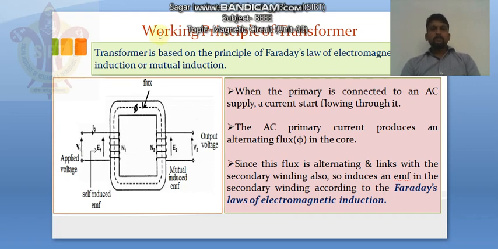Now this is your next topic, working principle of transformer. Transformer is based on the principle of Faraday law of electromagnetic induction and mutual induction. आप लोगों से मैंने पिछले टॉपिक में भी डिस्कस किया था, पिछले लेक्चर्स में भी डिस्कस किया था व्हाट इज इलेक्ट्रोमैग्नेटिक इंडक्शन.